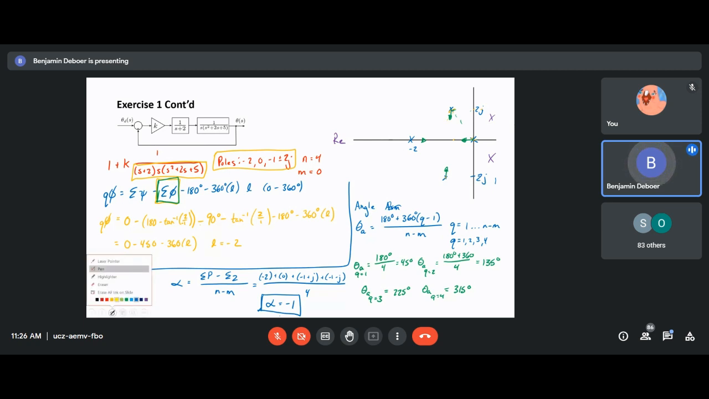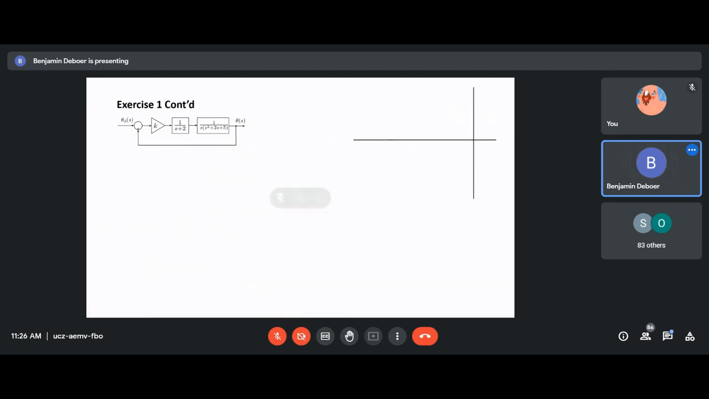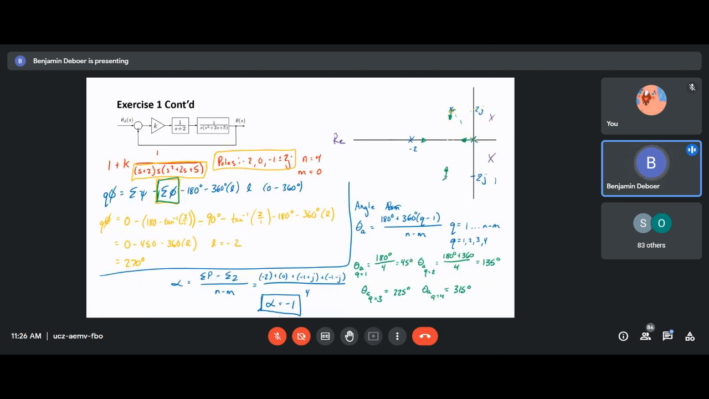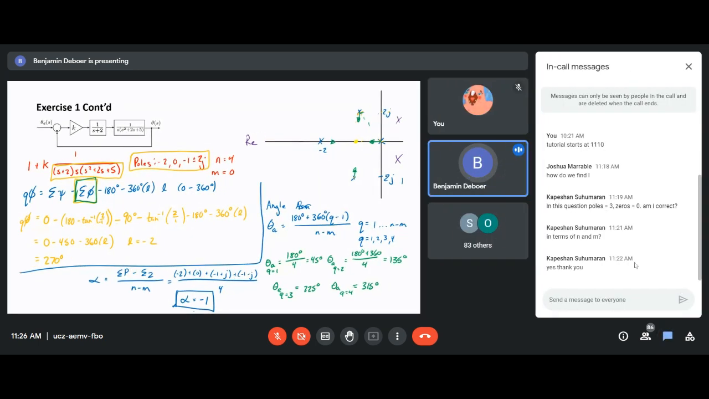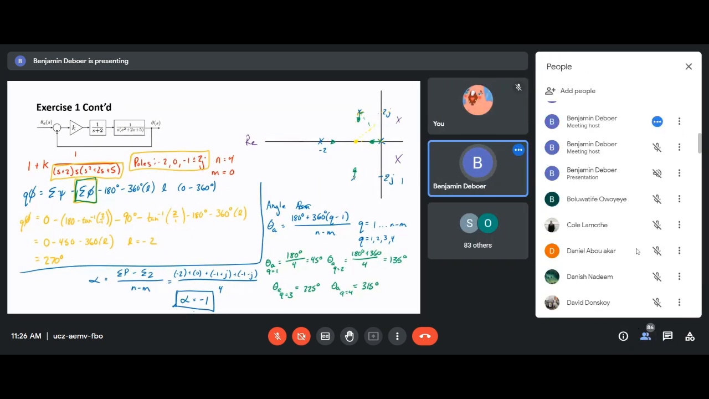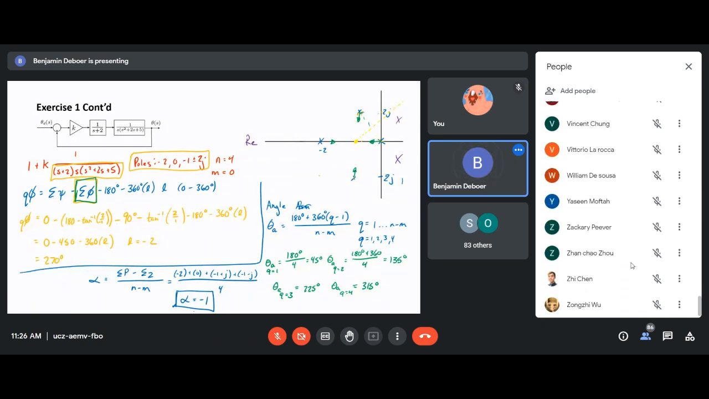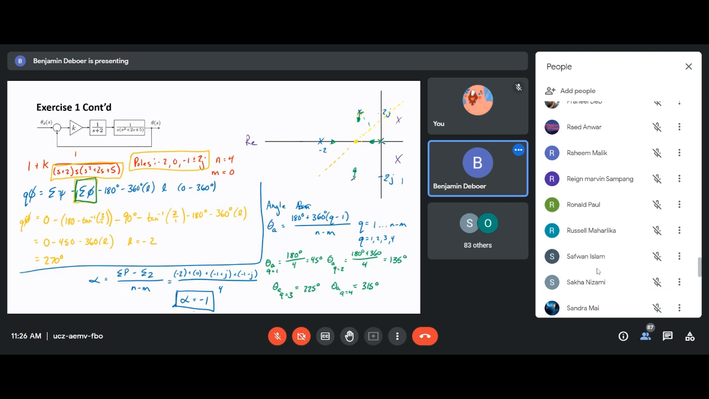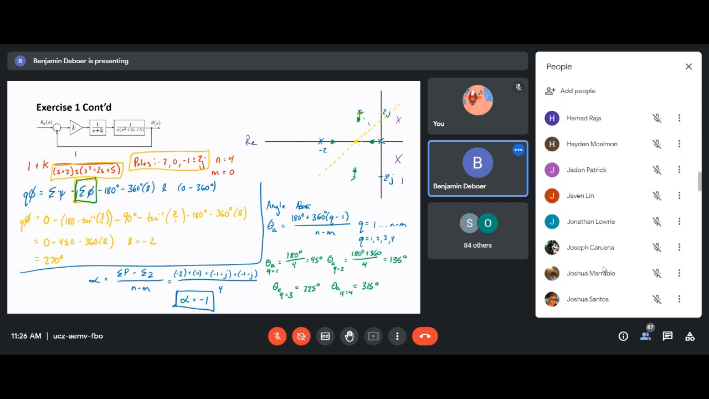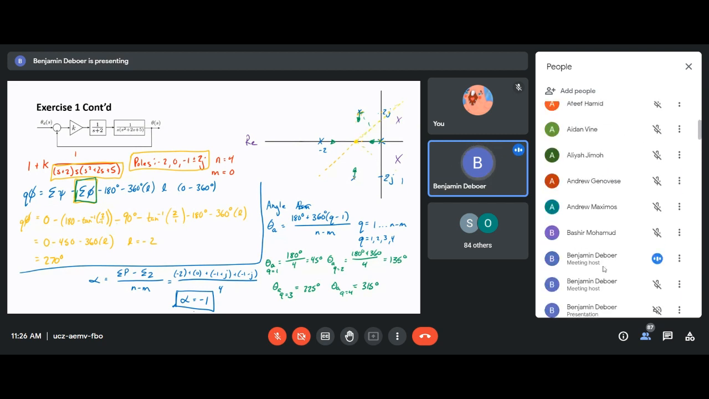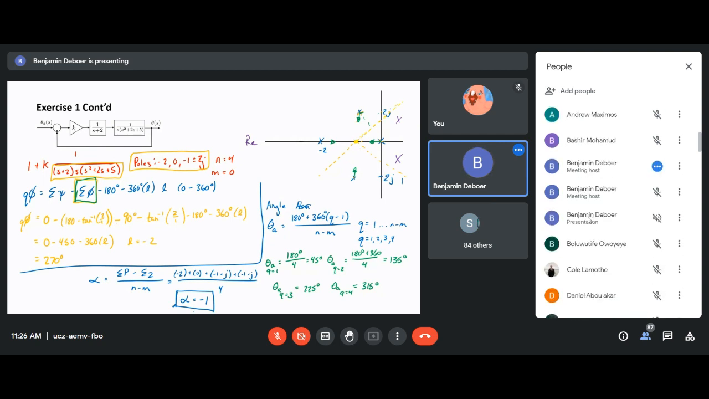So we can go ahead and now plot this on our root locus. So this is our centroid right here. And we know we have an asymptote headed out in this direction. Change colors. And then we also have one going out in this direction here.